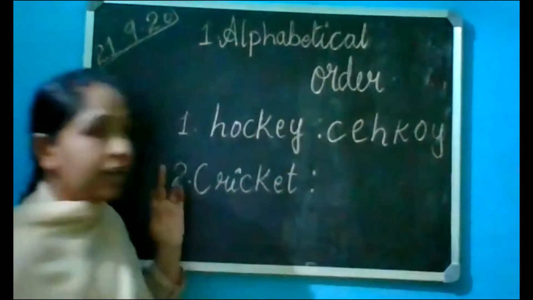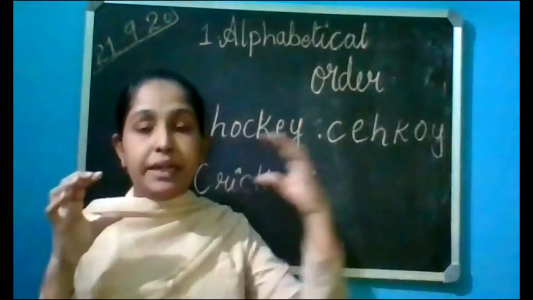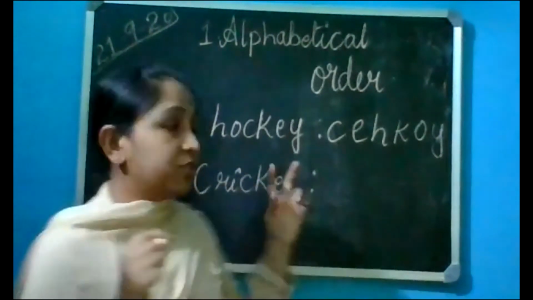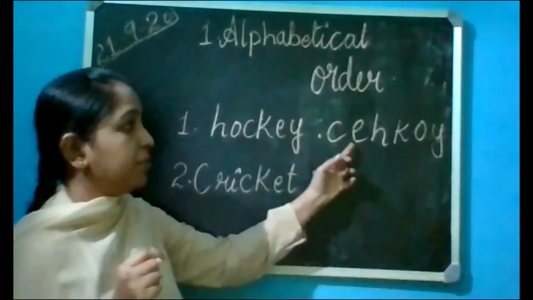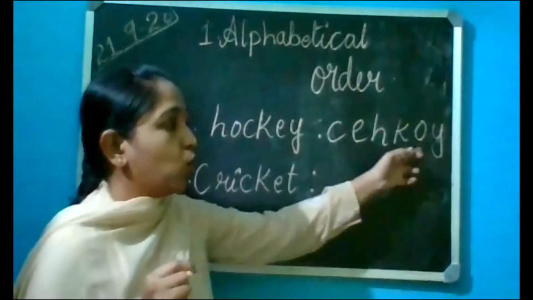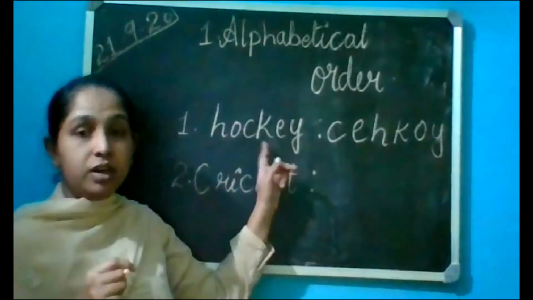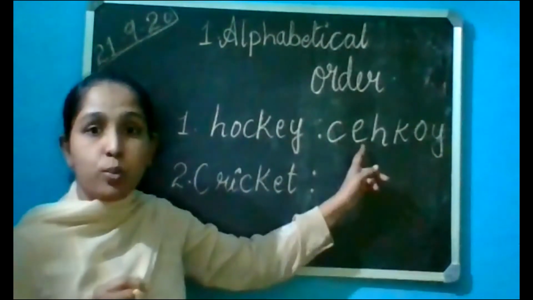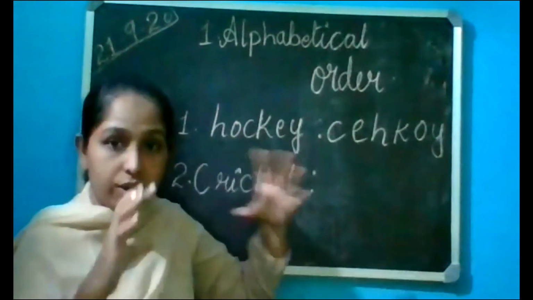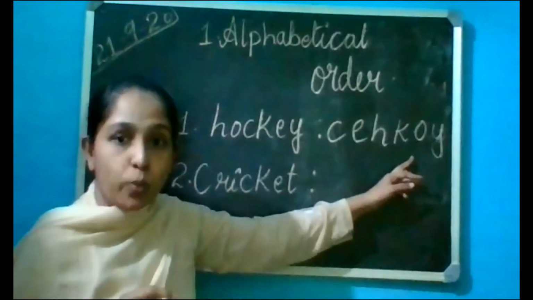See children, when I'm writing A, B, C, D in alphabetical order, which letter comes here? First C will come, then E, H, K, O, Y. Under these, what are the letters that they have given here? In order, which letter comes? So I have to write it this way.